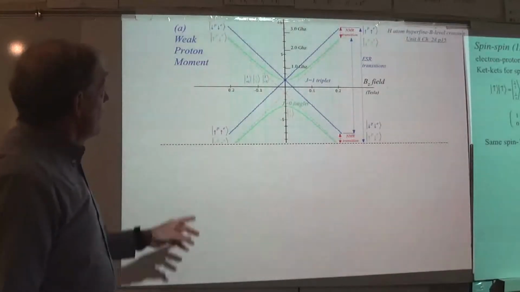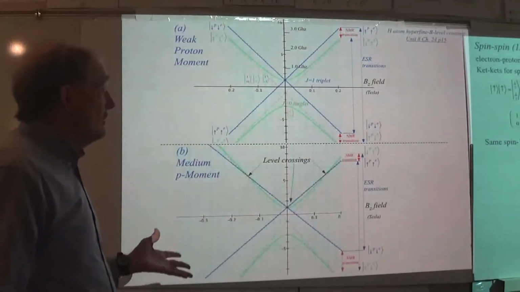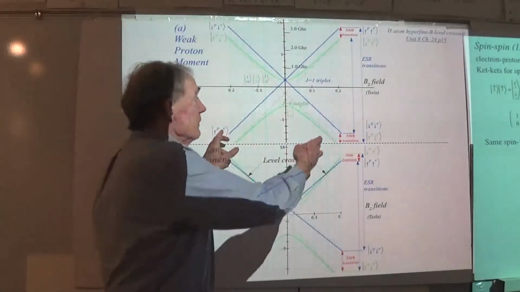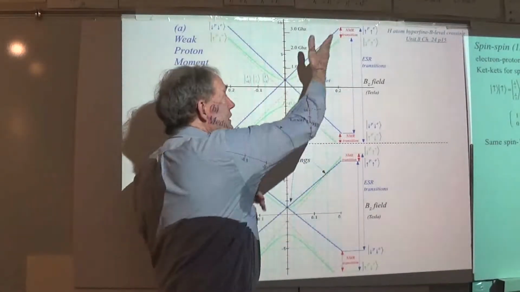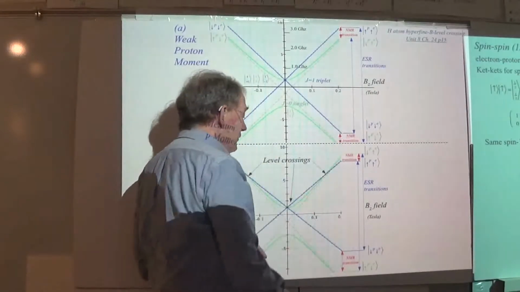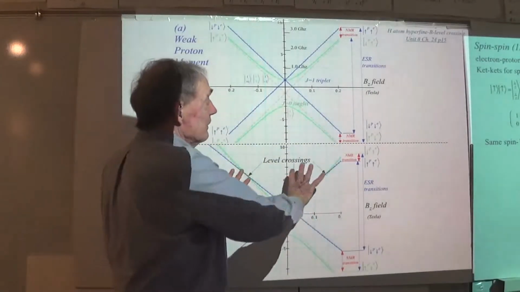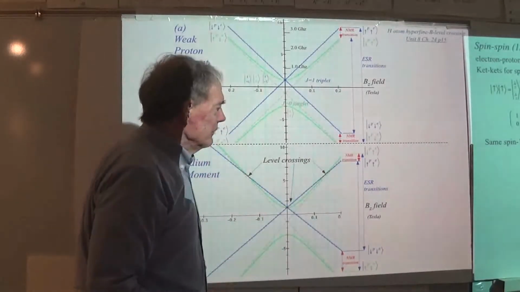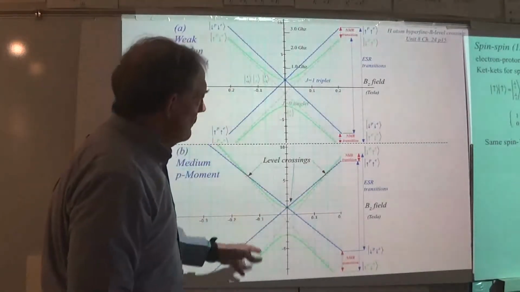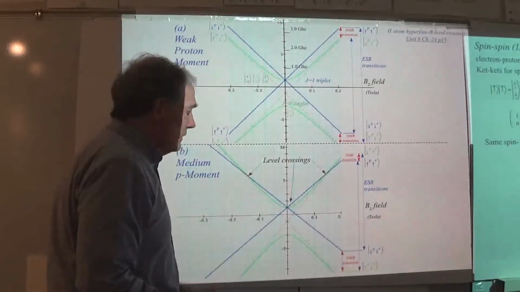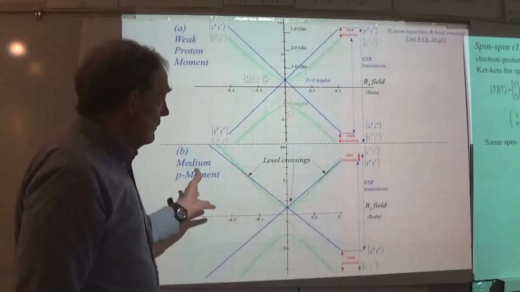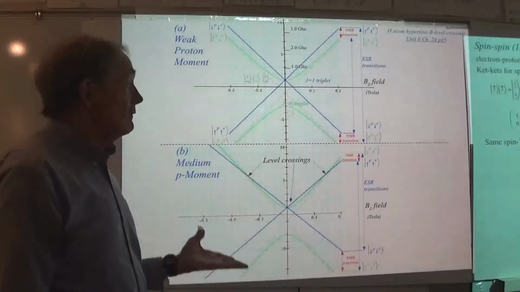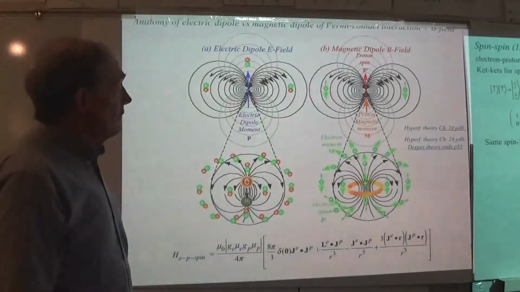Now, as you make the proton moment bigger, this changes a lot. These two, remember, there's two levels that are just linear in the field, and that's what we've got here. But here, the linearity is such that they cross. And this isn't often shown in descriptions of this, but that should be. This is with a medium moment. And then you can make it really screwy. There's all kinds of things that you can do with problems that involve this kind of two-level system mixing.